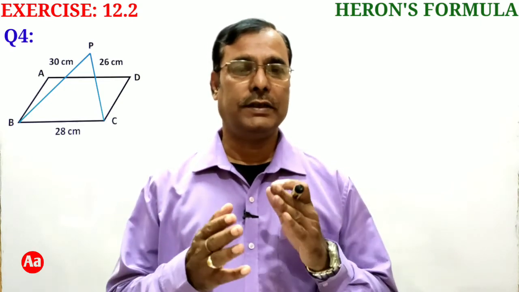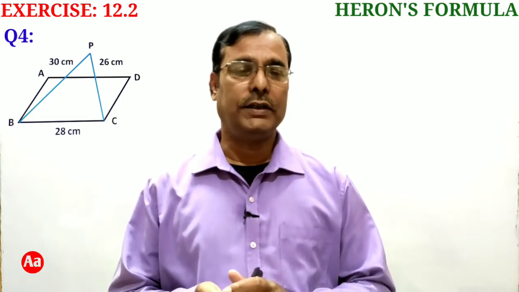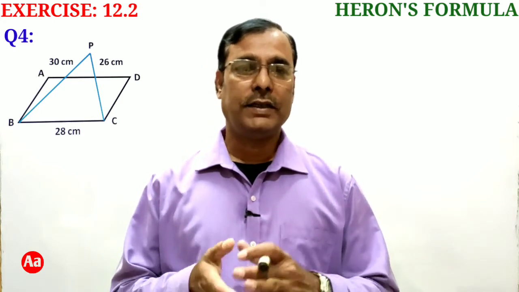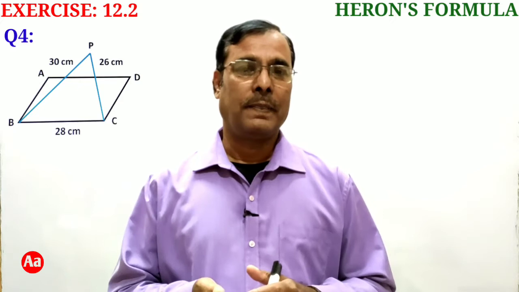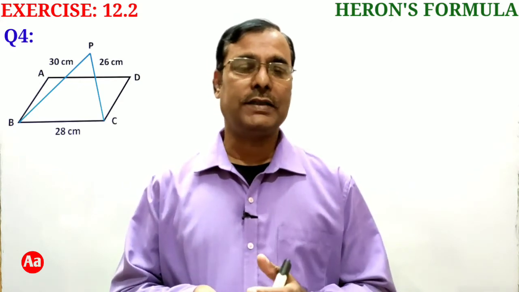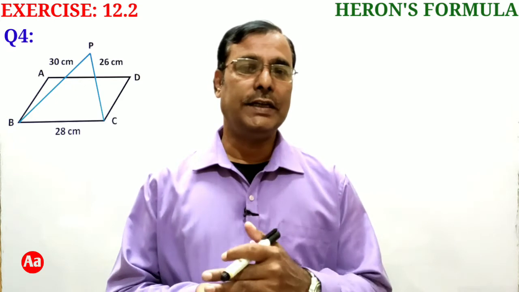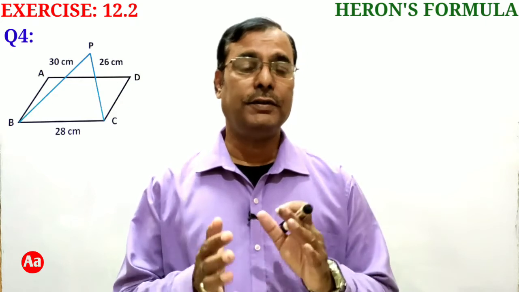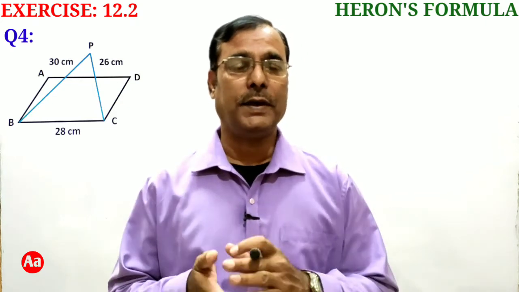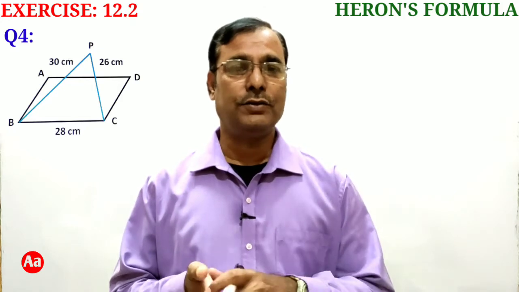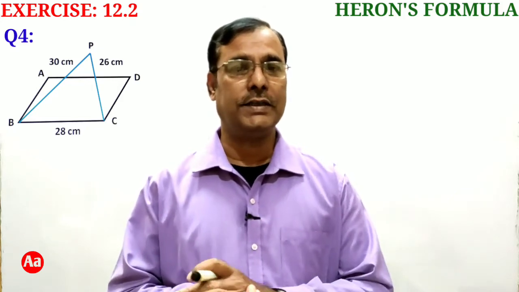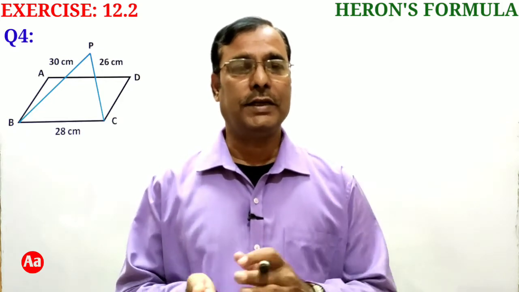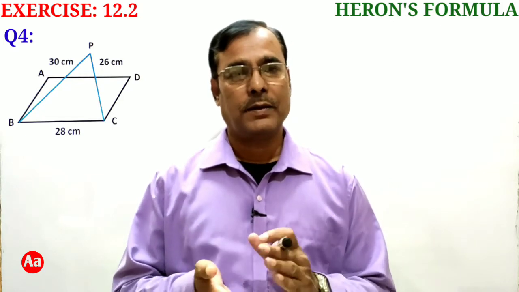In this question, a triangle and a parallelogram are on the same base and they have equal area. Three sides of the triangle are given. It is also mentioned that the parallelogram stands on the base 28 centimeter, and under this condition we are going to find out the height of the parallelogram. If we can manage to get the area of the parallelogram, then using base into height equal to area of parallelogram, that is height of the parallelogram is equal to area divided by base, we can get the height.